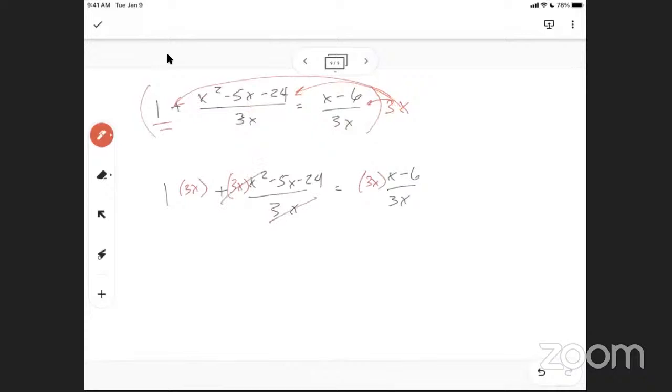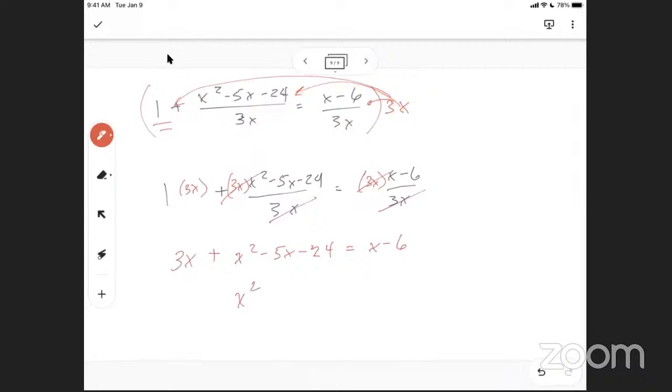These cancel. Yeah, so it would just be 3x plus x squared minus 5x minus 24 is still there, equals x minus 6. And now you just solve. I just solved the equation by moving everything over to the left side, to one side of the equation, right?